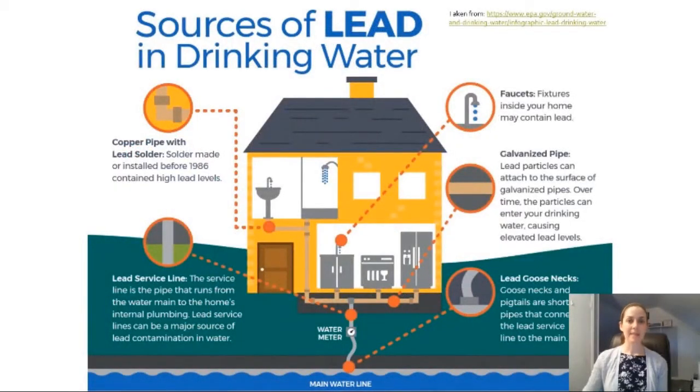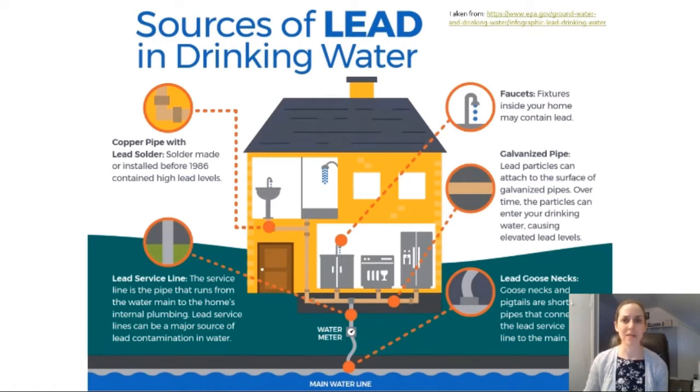So looking at the various sources of lead in drinking water, this is a little schematic from the US EPA, and we'll look at some of these various sources in the field. So I have a couple slides of images of what these types of sources look like out in various residences and out in the ground. So we have copper pipe with lead solder, so solder that was made or installed before the 1986 Reduction of Lead in Drinking Water Act ban. We have lead service lines. These are pure lead pipes that connect the water source to the residence.